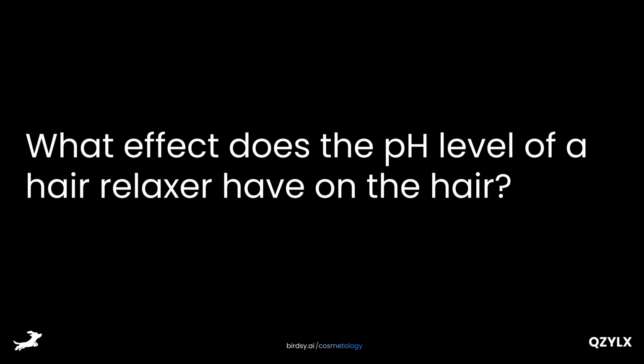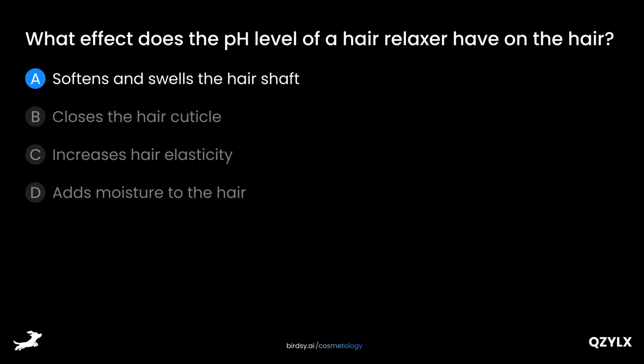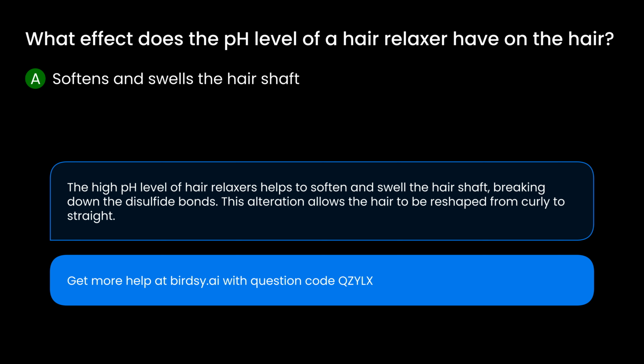What effect does the pH level of a hair relaxer have on the hair? Is it A, softens and swells the hair shaft, B, closes the hair cuticle, C, increases hair elasticity, or D, adds moisture to the hair? The answer is A, softens and swells the hair shaft. The high pH level of hair relaxers helps to soften and swell the hair shaft, breaking down the disulfide bonds. This alteration allows the hair to be reshaped from curly to straight.